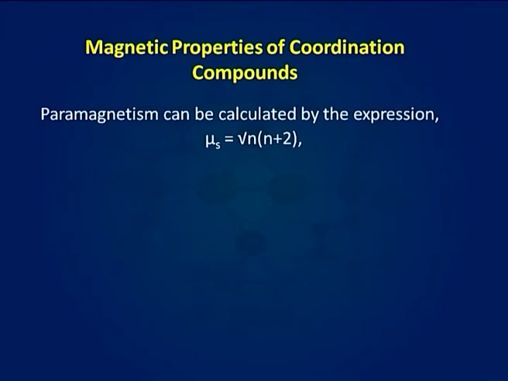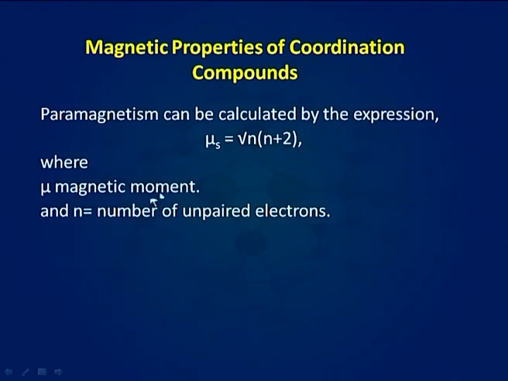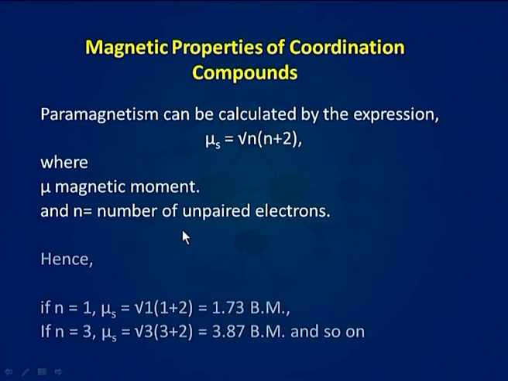It is said to be diamagnetic. On the other hand, a substance which contains one or more unpaired electrons in the d orbitals is attracted by a magnet and it is said to be paramagnetic. Paramagnetism can be calculated by the expression mu equal to under root n into n plus 2, where mu is the magnetic moment and n is the number of unpaired electrons.